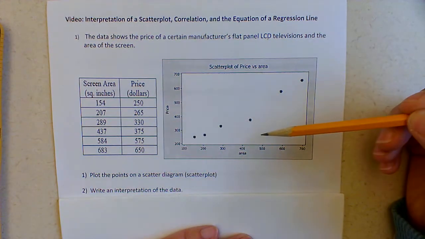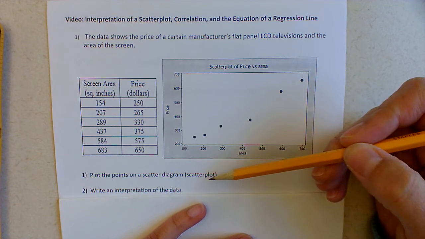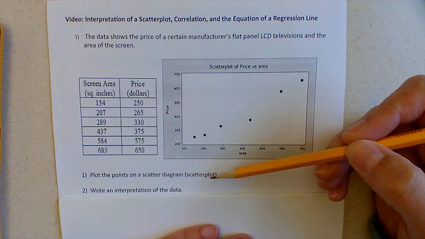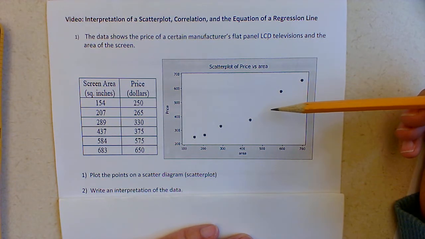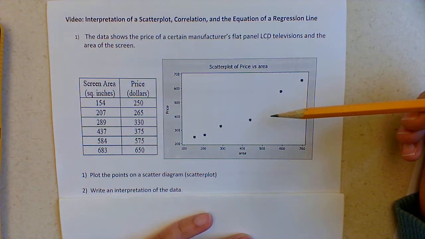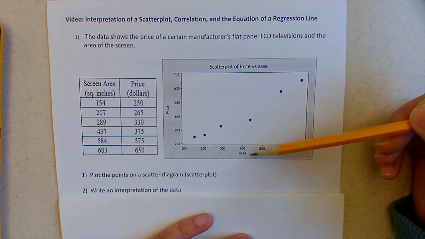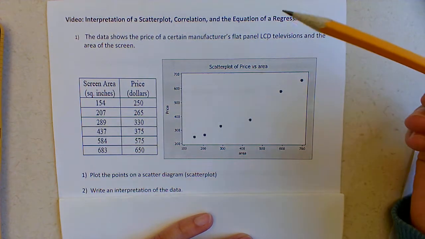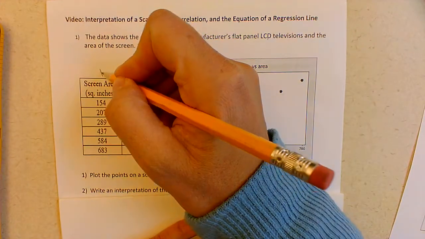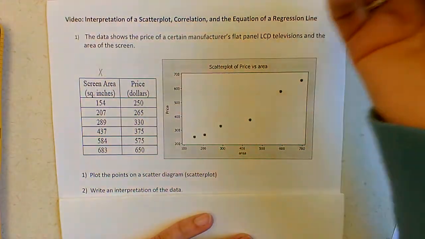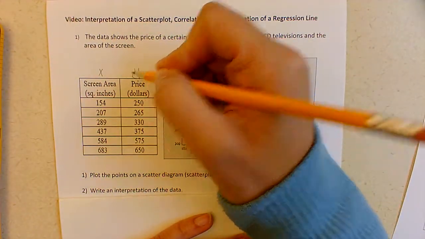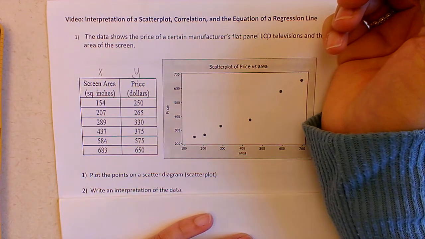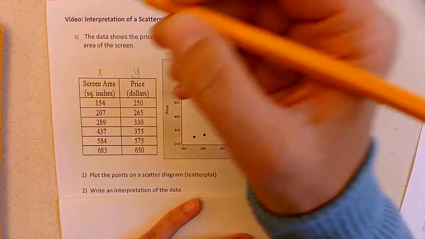Here we have the scatter plot. And it does say for number 1, plot the points on a scatter diagram. I actually gave that to you because I'm going to run through the directions to make this on the calculator. I want you to notice the area is the X value and the price is the Y value. The reason the area is X is because you input area and you get out how much your television is going to cost. So your input is X and your output is Y.